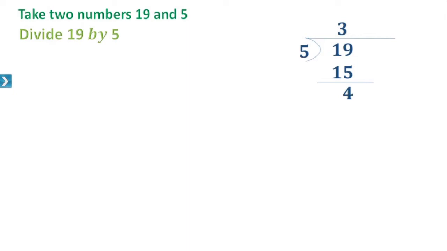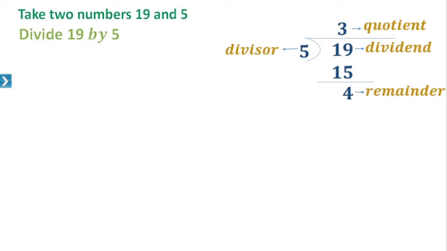Here 19 is called dividend, 5 is called divisor, 3 is the quotient and 4 is the remainder.